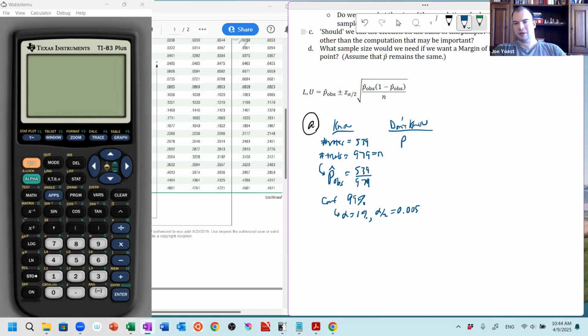So let me start by finding my margin of error. My margin of error is going to be a z number, I'll find that in a minute here, times the square root of p hat observed times 1 minus p hat observed over n. Well, I know the n, it's 979.